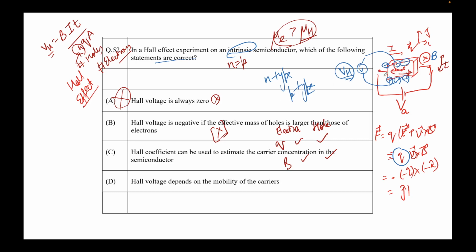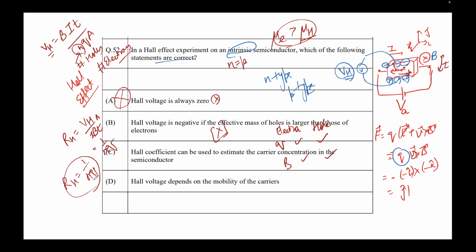That's what's happening. Next, Hall coefficient can be used to estimate the carrier concentration. This is true. What is the Hall coefficient? Hall coefficient is nothing but VH times A upon IBT. So if you take every term here, this turns out to be 1 upon NQ. This is called the Hall coefficient. So Hall coefficient is 1 over NQ.